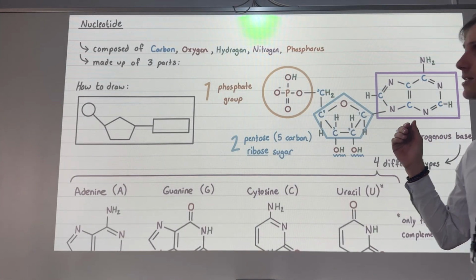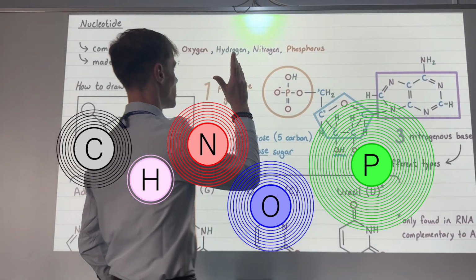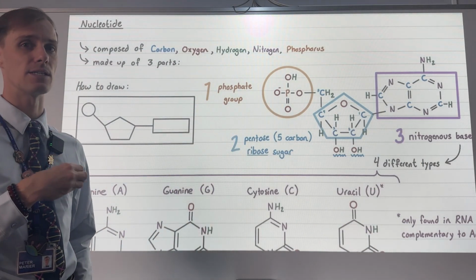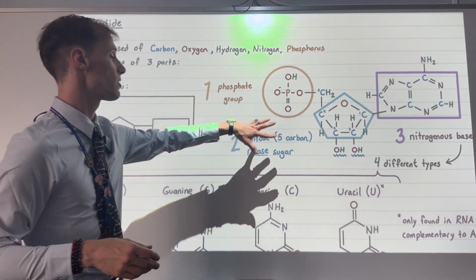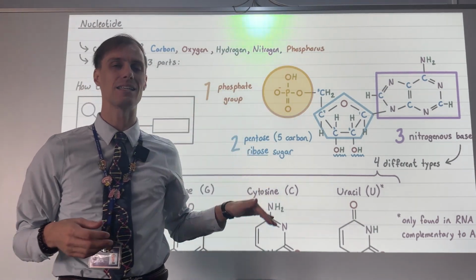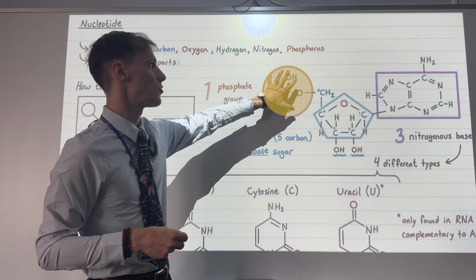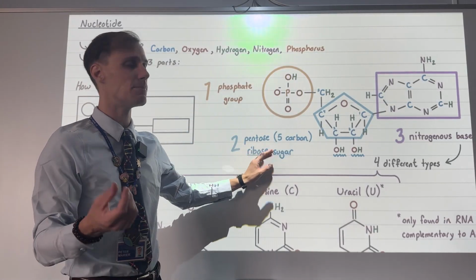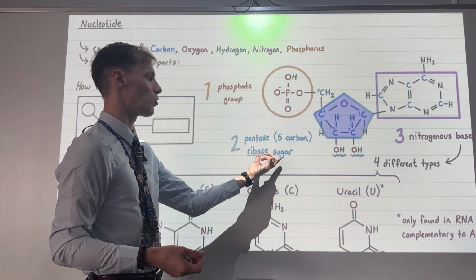Just like DNA, it's also comprised of carbon, oxygen, hydrogen, nitrogen, and phosphorus, and its nucleotide also comprises 3 parts. The first part, the phosphate group, is actually exactly the same as it was in DNA, so nothing different over here. Now, the first major difference is, of course, its namesake. It is made up of a ribose sugar.